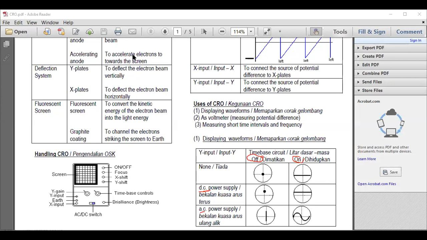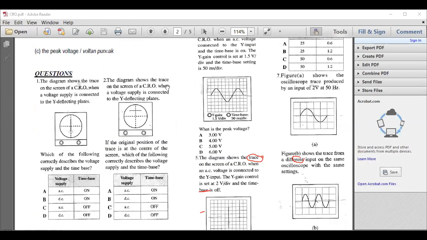Now you need to know this because sometimes they ask in the objective question. For example, the diagram shows the trace on the screen of the CRO when a voltage supply is connected to the wire. Which of the following describes the voltage? If you see a vertical line, up and down, that means alternating voltage. How to know whether time base is off or on? There's no image on the left and right, that means your time base is off. So your answer will be C.